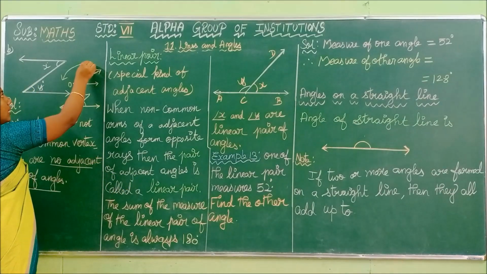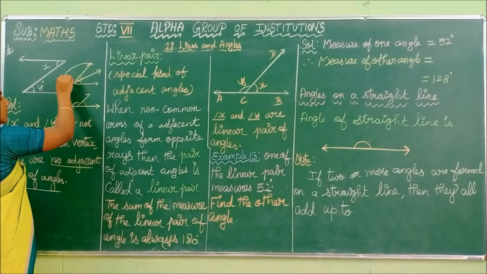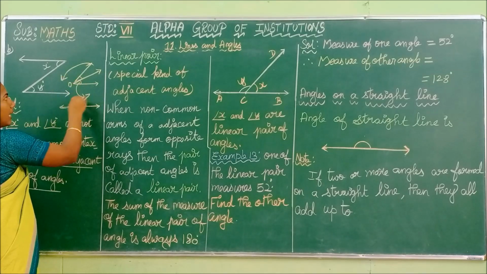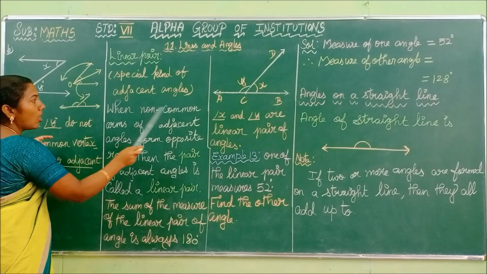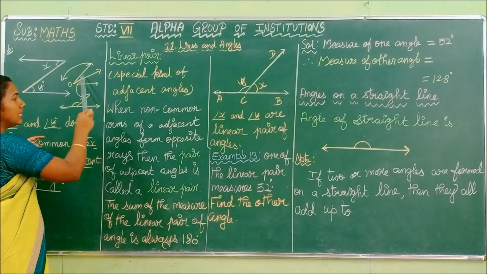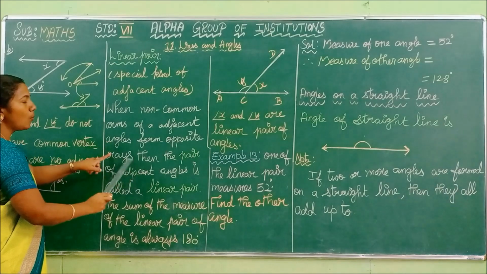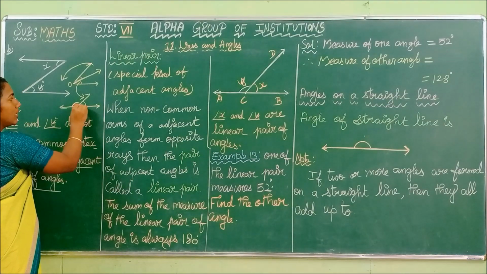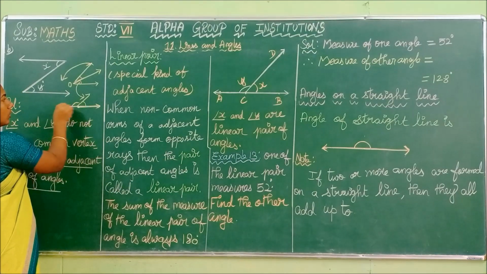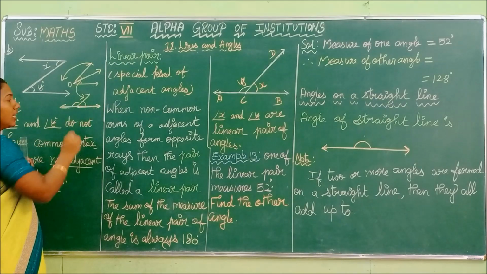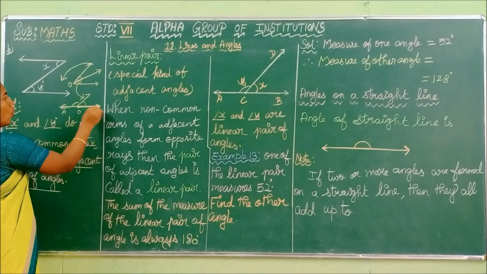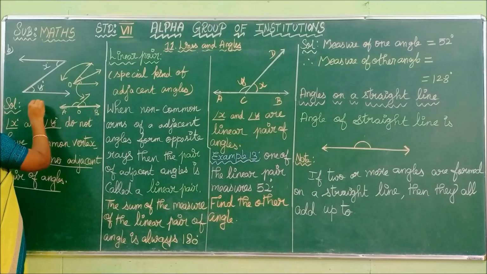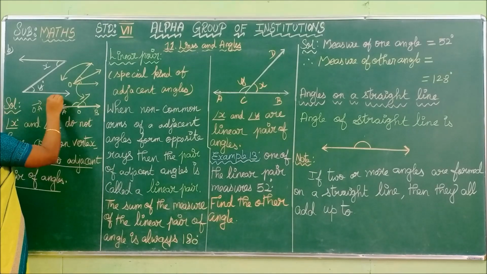See here, this ray comes like this, which means this diagram became like this. We understand, children? Thus, we are terming it like this: non-common arms of adjacent angles form opposite rays. See here, what are the opposite rays? This is one opposite ray, this is one. These two rays are opposite to each other. We can also name it AB like that. So, OA and OB are the two rays opposite to each other.